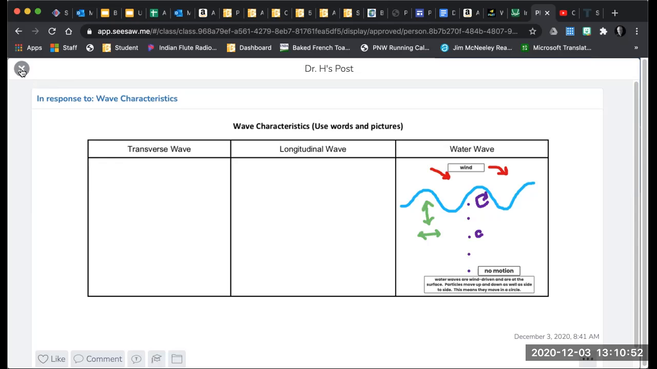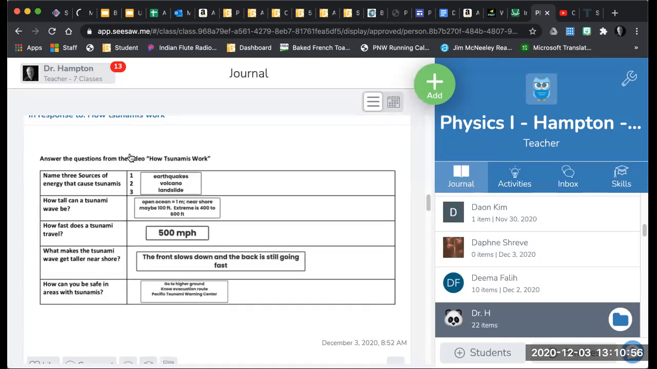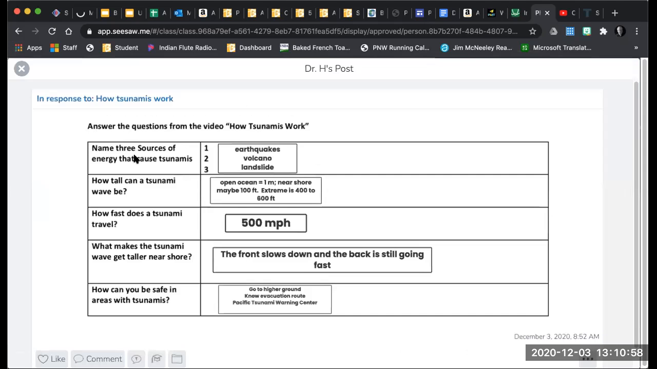All right, the second activity was on tsunamis. And so what I asked you to do here was watch a video. And so I've posted a key to this one. Tsunamis are generally caused by earthquakes, volcanoes, and landslides. They are in the open ocean. They may only be about a meter, meter and a half tall, but towards shore they can become very large.